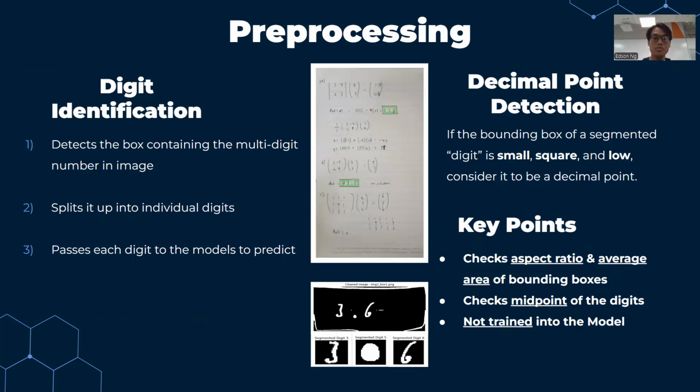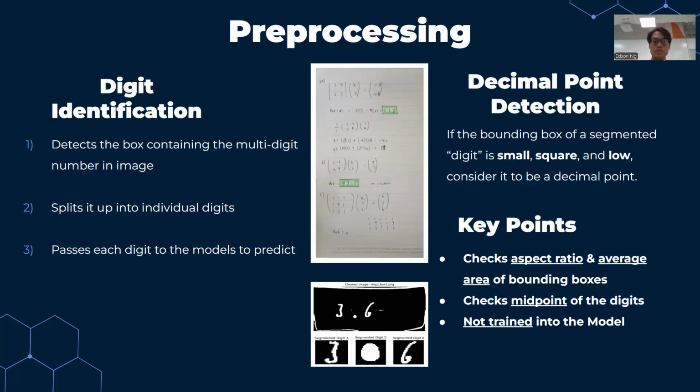So for the actual usage of our algorithm, we first have to pre-process the input image. Our input image, an example of which is in the middle of the slide there. Now, in order to identify the answer out of the whole image here, we use OpenCV's contours to detect the box containing it. Then we split up the multi-digit into individual digits again using contours, and finally pass each digit into the models to predict.